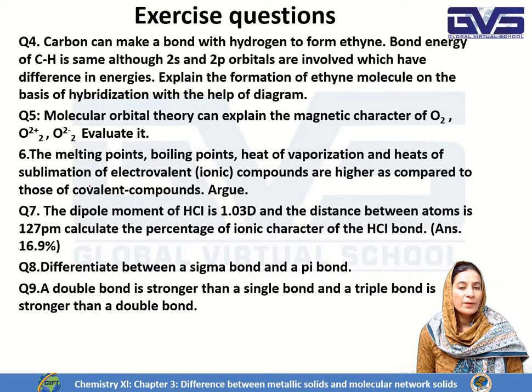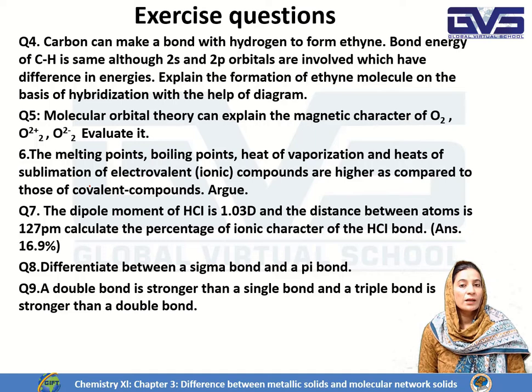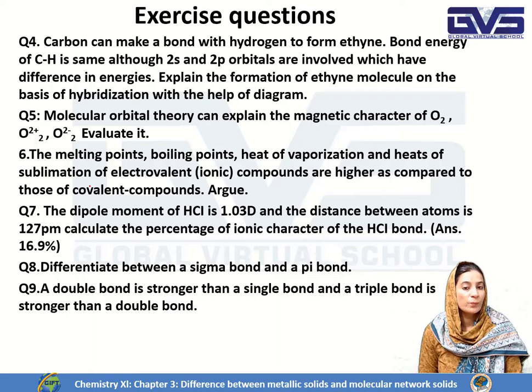Then the question is about carbon making a bond. We have discussed this in the previous lecture. Carbon has a triple bond, and each carbon forms one bond with hydrogen. And why is the bond energy of C-H the same, although 2s and 2p orbitals are involved? Basically, due to sp hybridization, the bond of hydrogen 1s is with sp, not with p or s. So these bonds are the same.